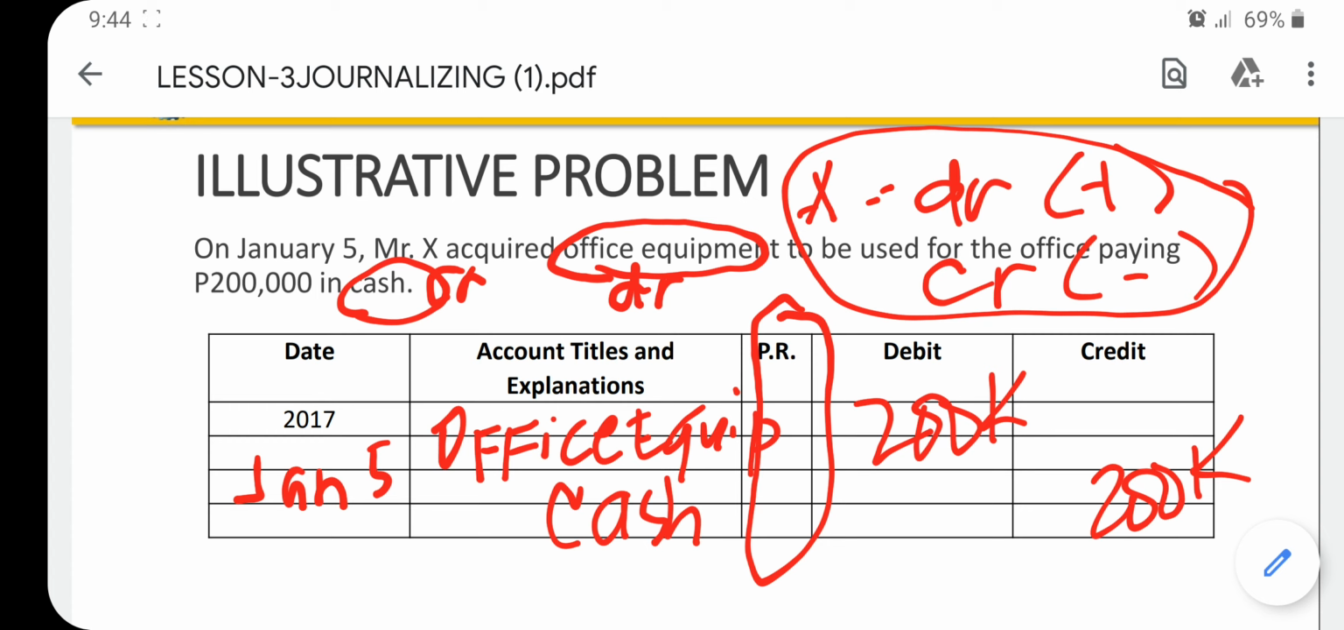The purpose of posting references is, when we post these transactions to their corresponding ledgers or T accounts, we're going to write something in the PR column that will remind us that such transaction or transactions are already posted to the ledger. So normally we write the account numbers of each account title, which are usually given in a chart of accounts. Later on, I'm also going to teach you how to prepare a chart of accounts for the account titles that are being used in the recording process of the company's business transactions.